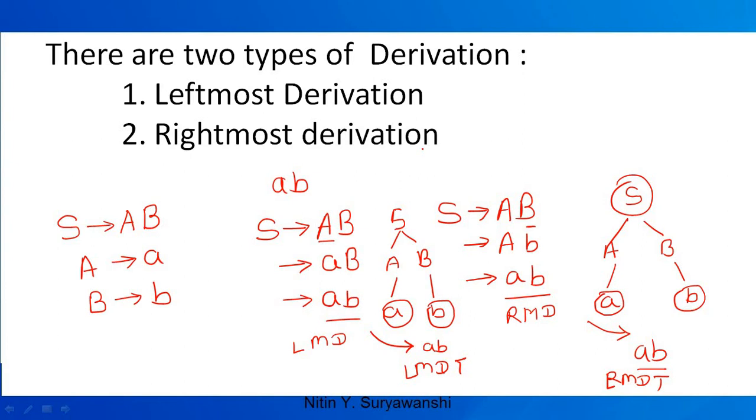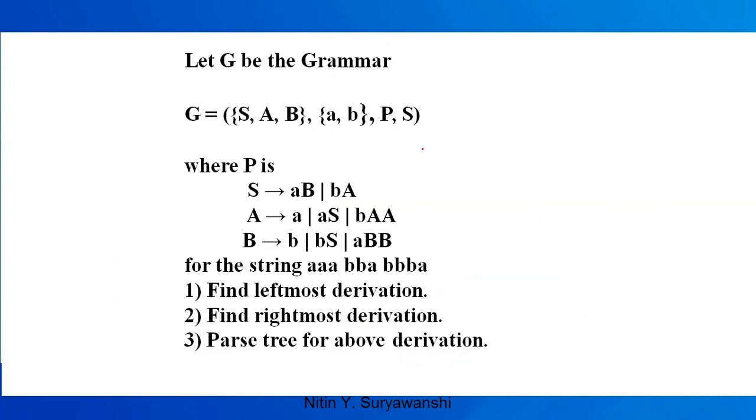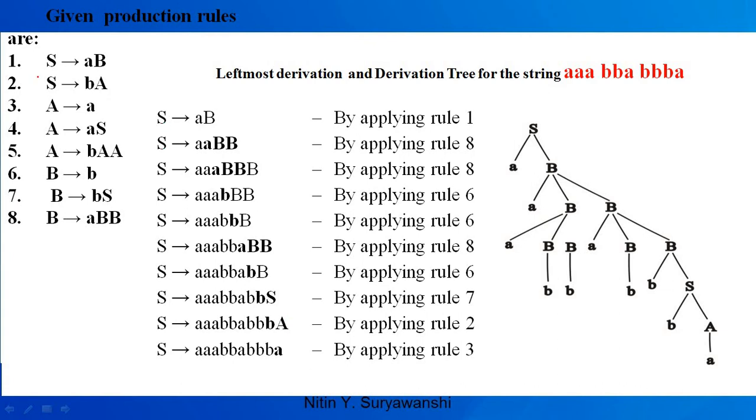So let us consider one example. I have one grammar. This grammar contains the variables, terminals, and production rules. Then these are the production rules. I want to find the leftmost derivation, rightmost derivation, and then the derivation tree for this one. So first I arrange these production rules serially: first, second, third, fourth, 6, 7, 8. Then I have taken one string, aaabbabba.